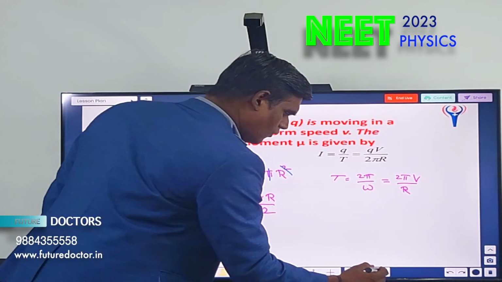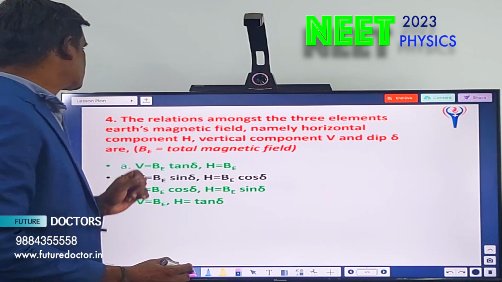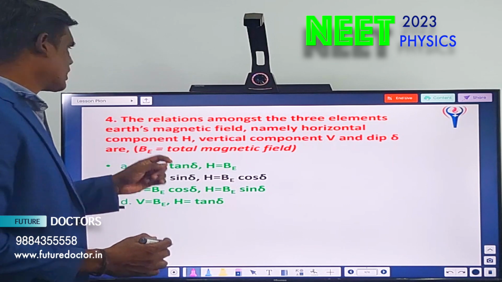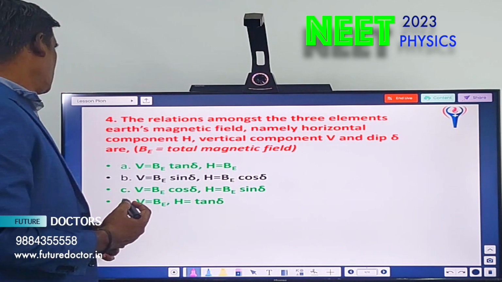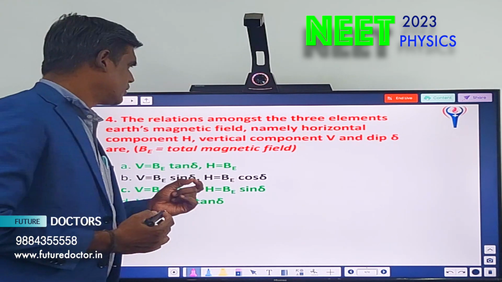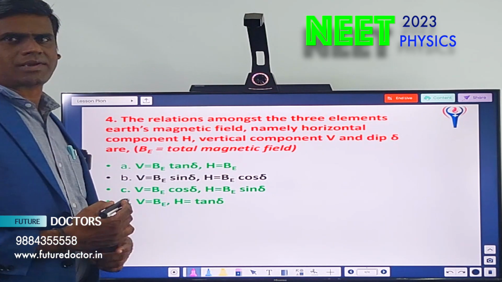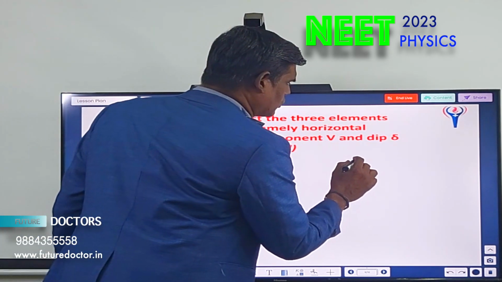Let's move to question number 4. The relation among the 3 elements of magnetic field, namely horizontal component H, vertical component V, and dip delta, is dash. Here BE is the total magnetic field. That is, BE is resolved into 2 components.